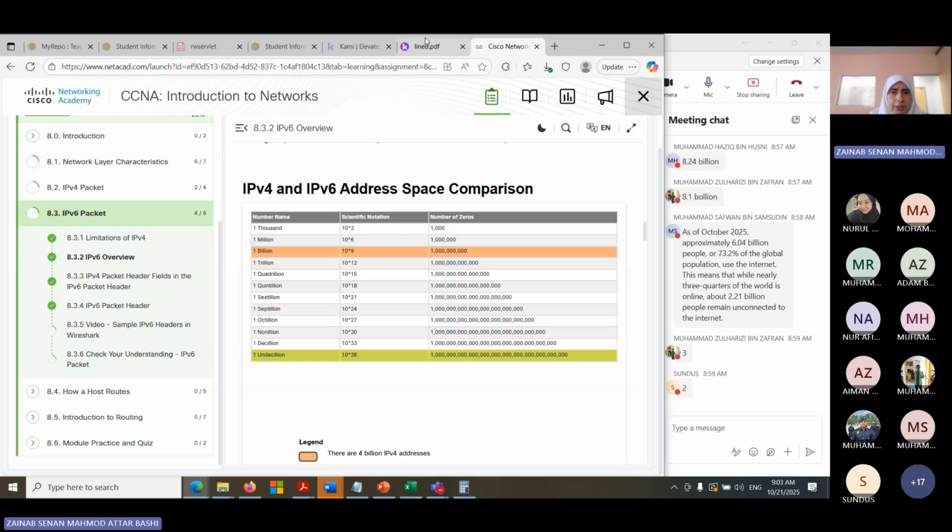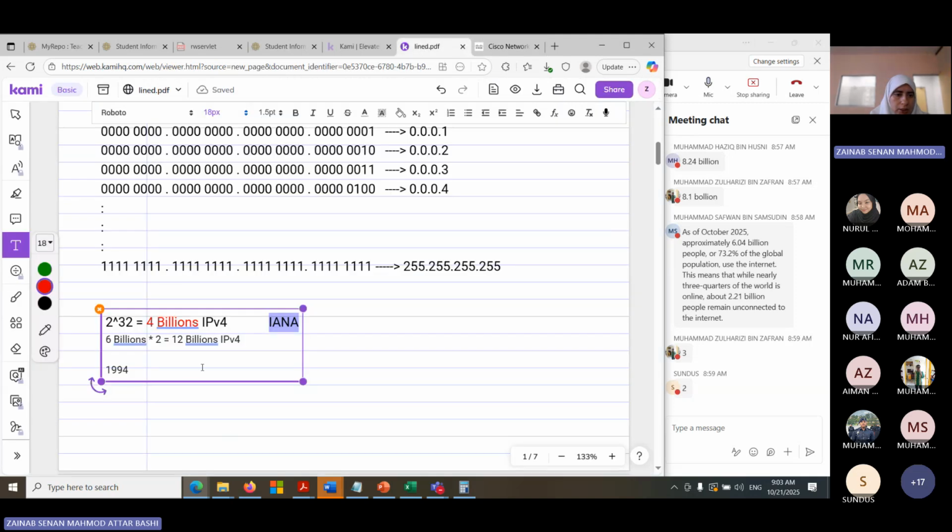The one in Asia Pacific, around 1994, was the first to say that we are running out of IP addresses. I cannot give IP addresses anymore to any country or any organization.